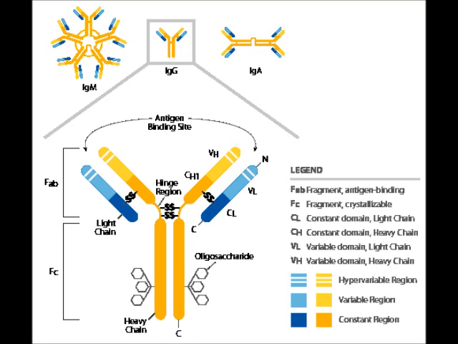The basic functional unit of each antibody is a monomer, an immunoglobulin monomer, although secreted antibodies can also be dimers, tetramers, or even pentamers. So the monomer is a Y-shaped molecule that consists of 4 polypeptide chains, 2 identical heavy chains and 2 identical light chains, connected by disulfide bonds.